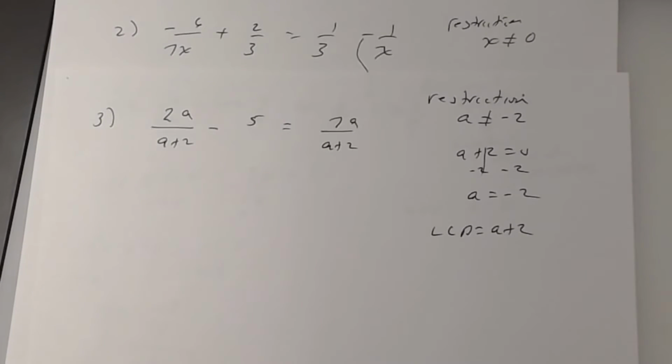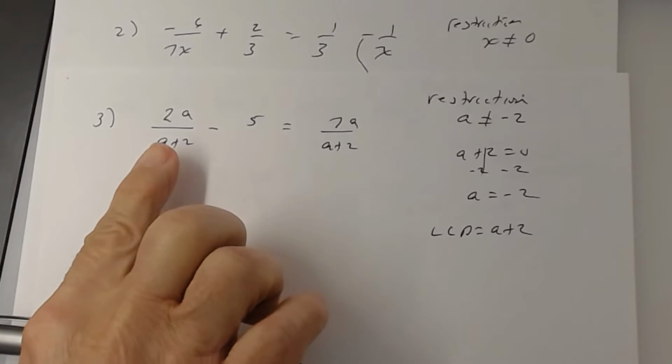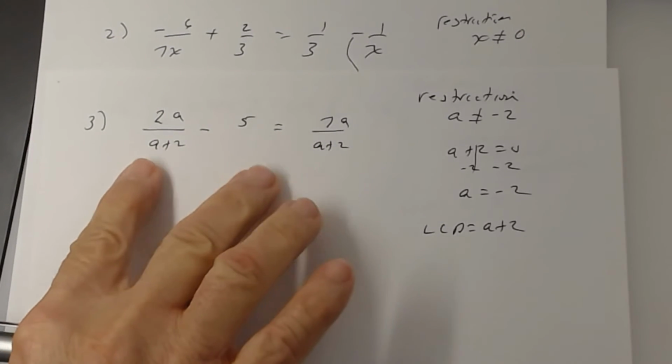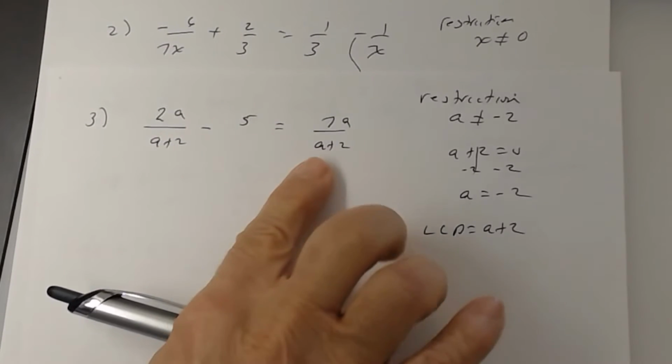That's your LCD, a plus 2. Now, how many fractions do you see altogether? How many on this side? How many terms do you see? 2. How many do you see here?